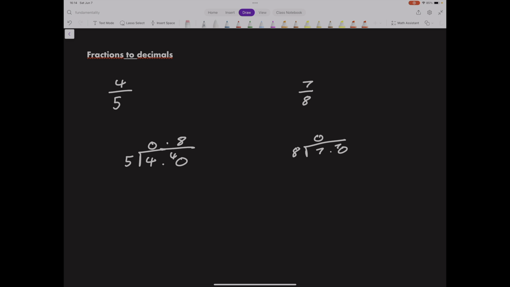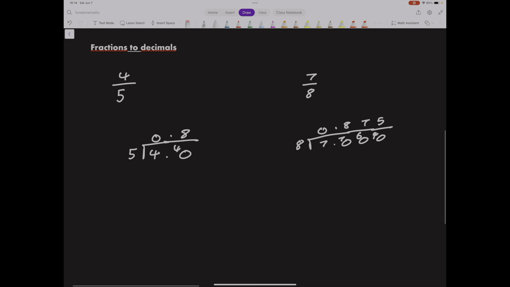0.875. That sounds about right. So to convert from fractions to decimals, you divide the numerator by the denominator.